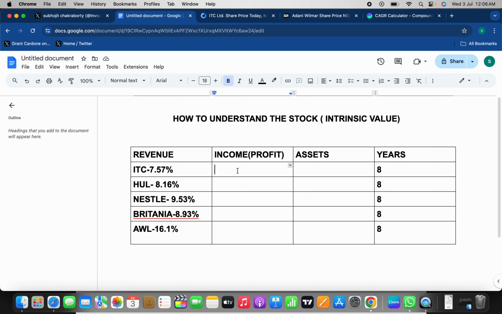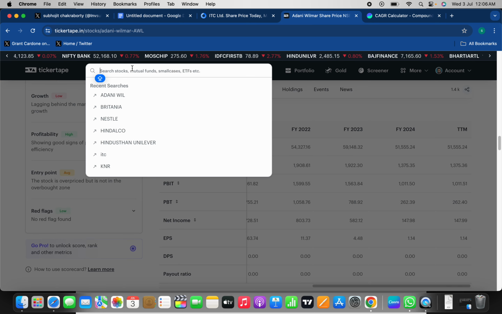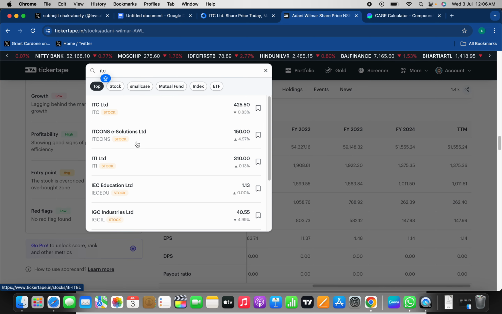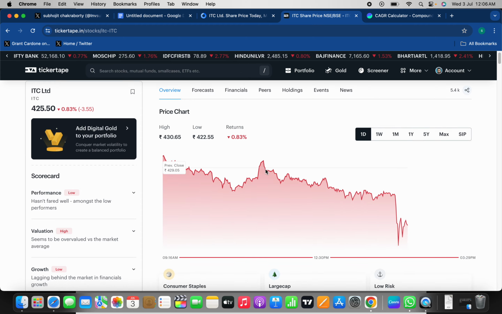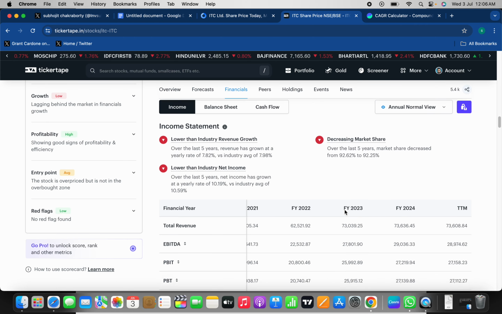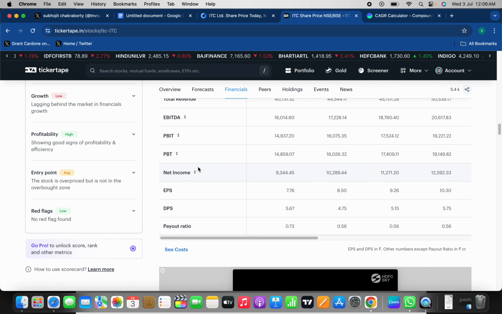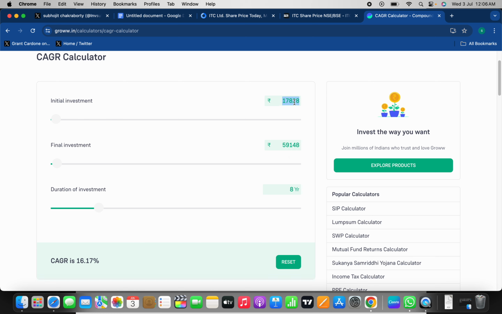I will show you one sector of individual thing, right? Income of ITC. Let us see what is the income of ITC that it is generating. Check out here. This is the net income generated by ITC in the next 8 years. That is income generated by ITC कितना होगा? 9,344.